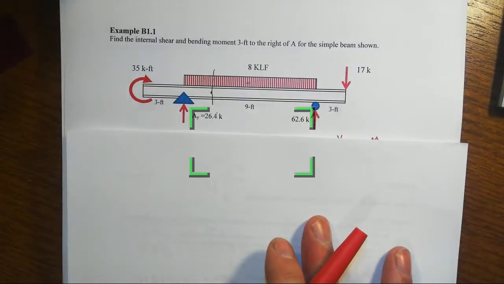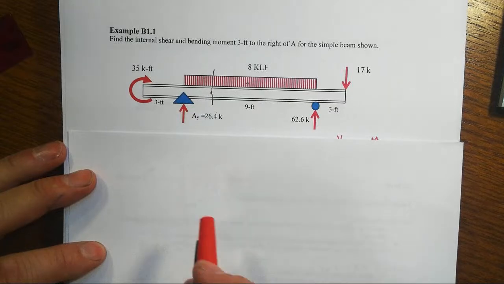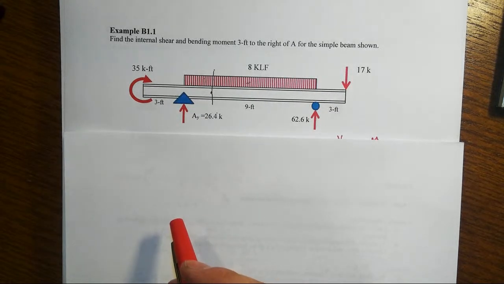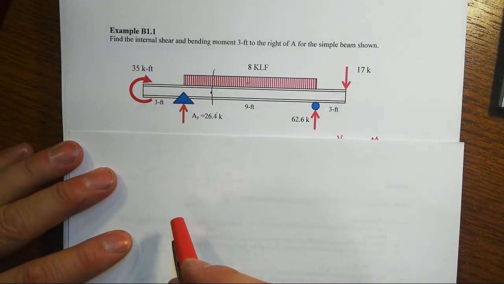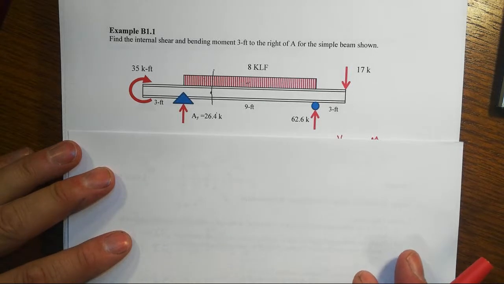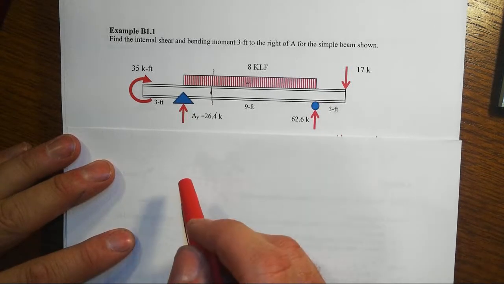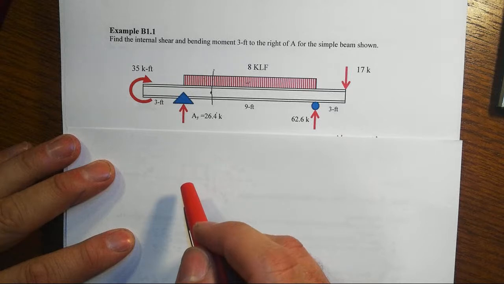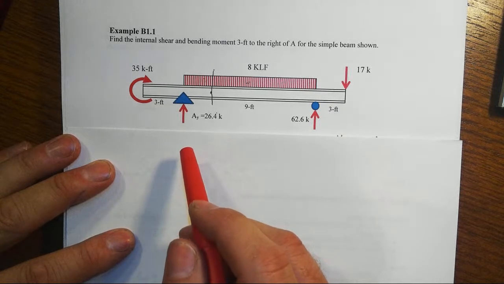Alright, in this example we are going to find the internal shear and bending moment of a beam at a specific point. And when you do that, you're almost exclusively going to use an equilibrium approach to that. And we'll talk about what that means here in just a second.